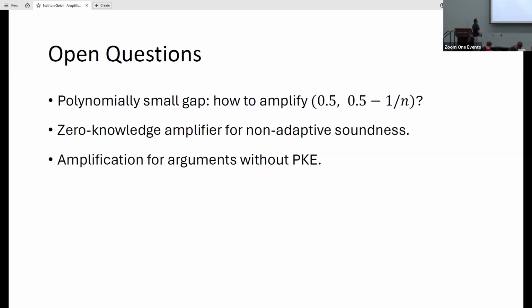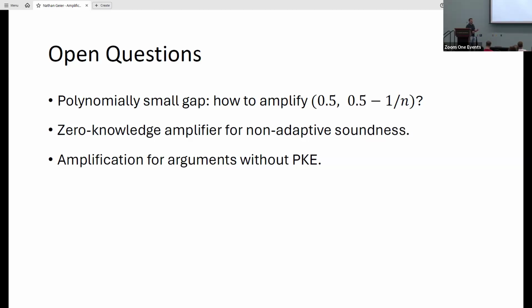Okay, so finally, we have 3 open questions. The first open question is how to amplify when the gap of the sum from 1 is polynomially small, for example, half and half minus 1 over n. We only know how to do it for constants.